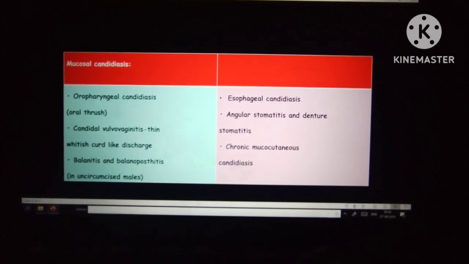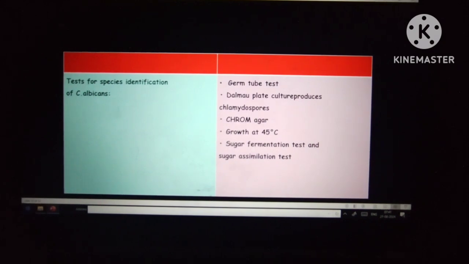You don't have to memorize that by heart. So here, what are the tests specific for Candida albicans? First, the germ tube test will be positive, and Dalmau plate culture usually produces chlamydospores. Chrome agar produces green colonies, and there will be growth at 45 degrees Celsius, sugar fermentation and sugar assimilation tests. Just remember these tests, but the most important is the germ tube test. If you come across these points in a positive result, it means the condition favors Candida albicans.